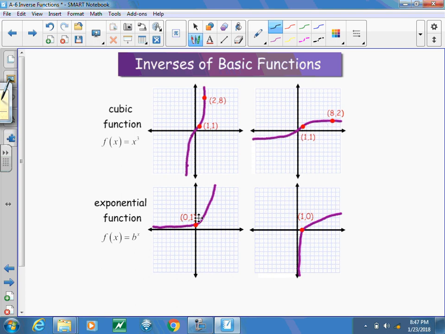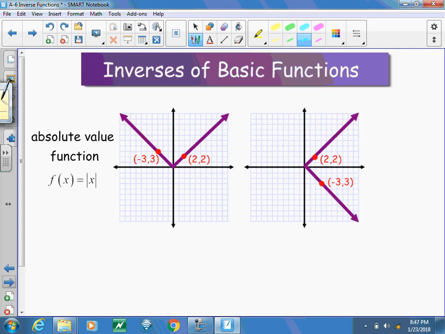And the exponential function here, working with b being something that's greater than 1, that allows us to have the exponential growth. And then right over here on the other side, that point would now become 1, 0 rather than 0, 1. Something else that happens with the exponential function is that you have asymptotes, and your exponential growth has an asymptote along your x-axis. Well, the inverse of it is going to flop that around, and now you'll have an asymptote along your y-axis. So that's something kind of different.